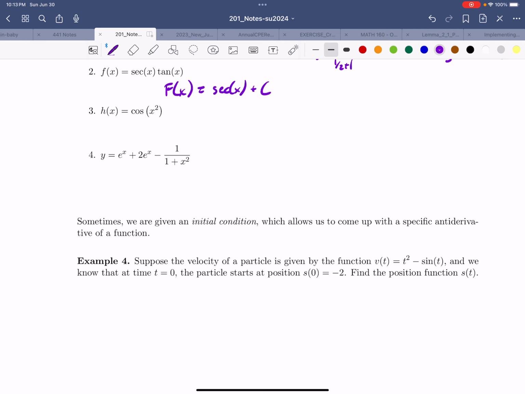h of x equals cosine of x squared. Pretty straightforward chain rule problem, pretty reasonable expression to look at. It turns out big H of x does not exist in what we call a closed or elementary form.